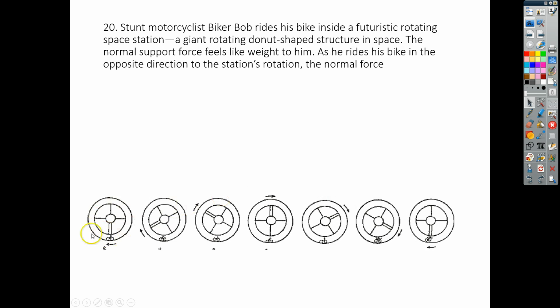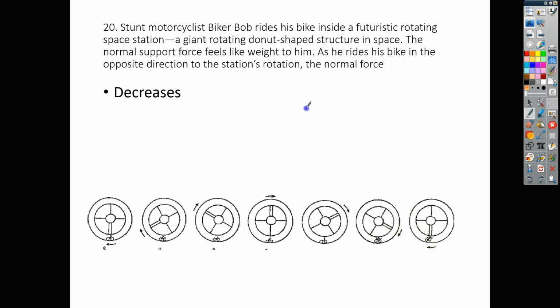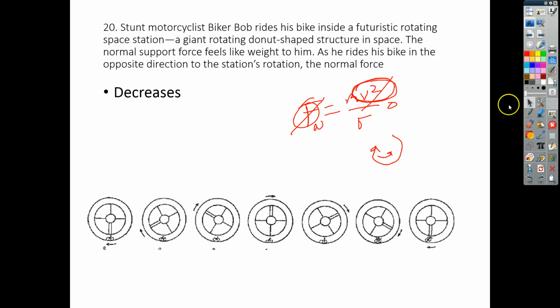If the space station is turning this way and he goes the opposite direction, after a while he will float because now he is experiencing no more speed. As this rotates, it's that speed. If we remember the equation, F is equal to mv squared over r, and if the space station is rotating in this direction and he's riding in this direction, they'll get to a point where his relative speed will be 0. And if this is 0, then we know his force is 0, or the normal force is 0. And he won't be able to do that.